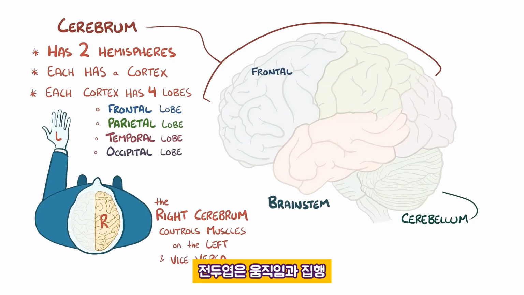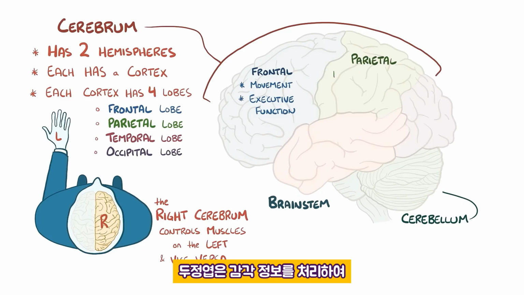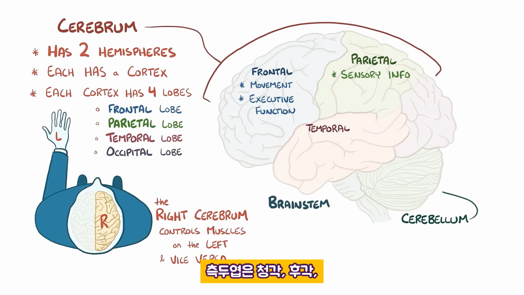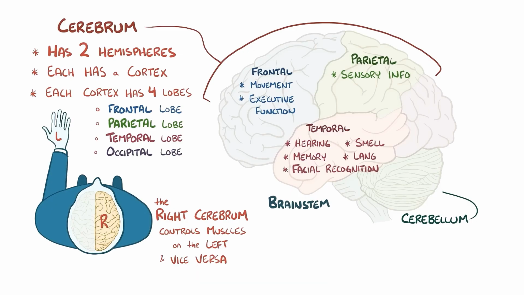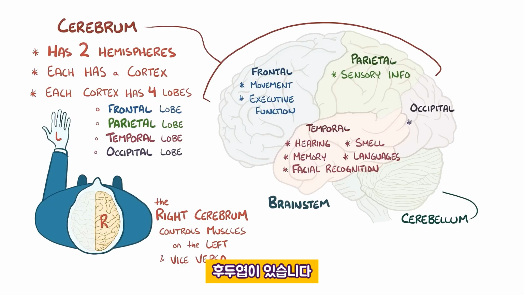The frontal lobe controls movement and executive function, which is our ability to make decisions. The parietal lobe processes sensory information, which lets us locate exactly where we are physically and guides movement in a three-dimensional space. The temporal lobe plays a role in hearing, smell, memory, as well as visual recognition of faces and language. Finally, there is the occipital lobe, which is primarily responsible for vision.